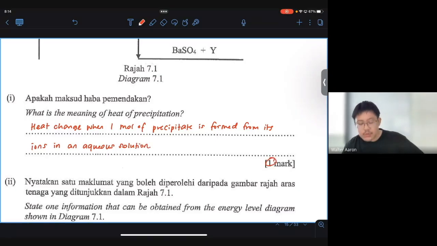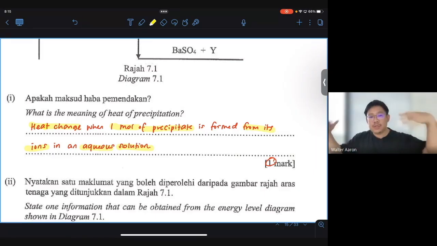Okay, and of course you need to have all the keywords in point, right? So you can see here heat change, 1 mole. 1 mole is important. 1 mole of precipitate. So the heat change, 1 mole of precipitate being formed from its ions, which in this case is barium and sulfate ions in an aqueous solution. Why must it be in aqueous solution? Because only in the aqueous solution the ions will be able to meet each other, right? The ions will be able to dissociate out in water, and then you'll be able to form this precipitate. Okay, you cannot form it in air because then there'll be no ions present.